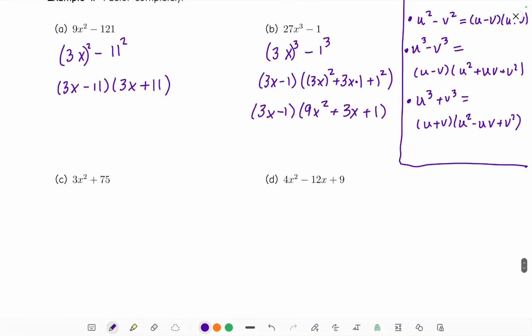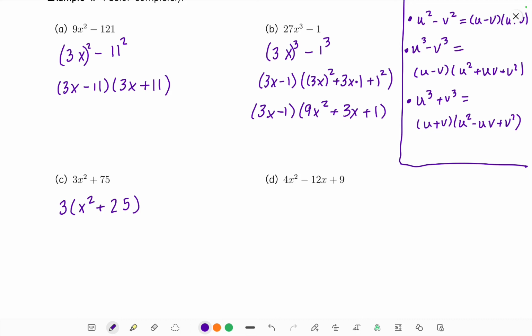C. 3x squared plus 75. Actually, because 3 times 25 is 75, I'm going to factor out the GCF first. So even though we're on special products, don't forget all the other factoring techniques we learned. So this factors into 3 times (x squared plus 25). Well, I know 25 is 5 squared, so this looks like a sum of squares. We actually can't factor it. There's no way to factor a sum of squares, so we are finished with C.